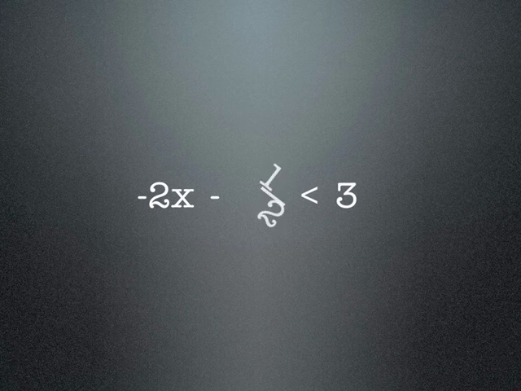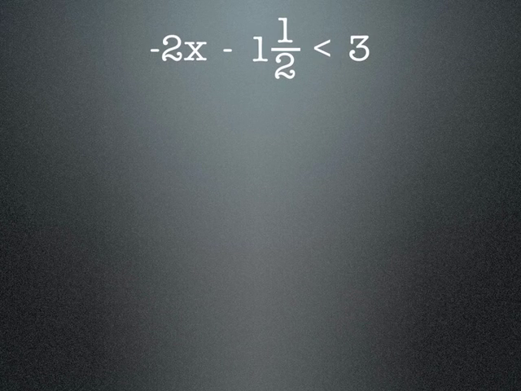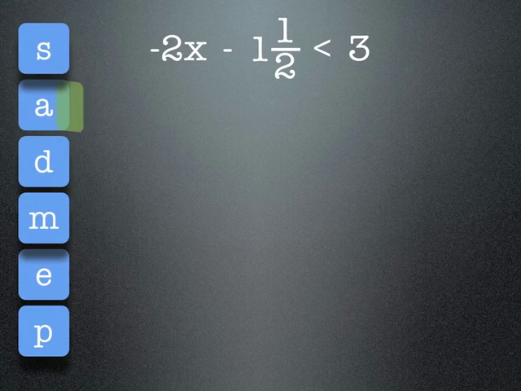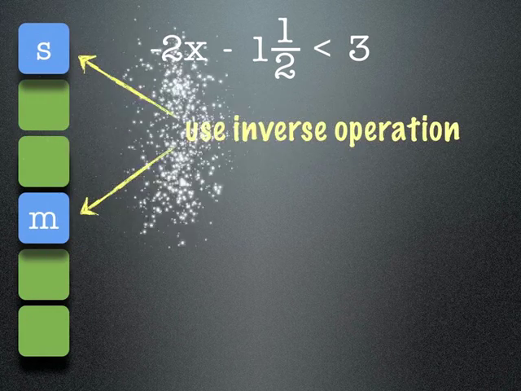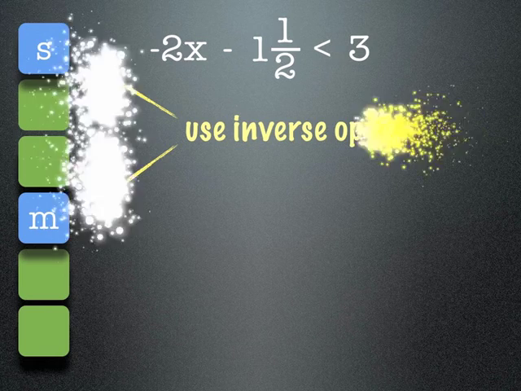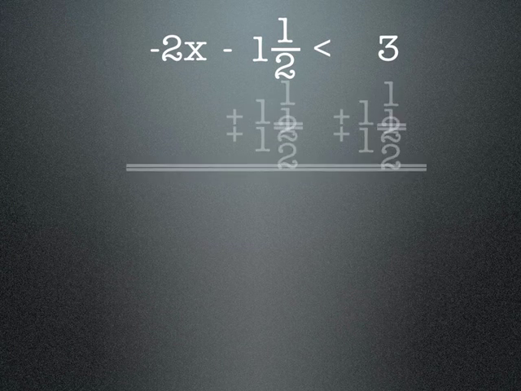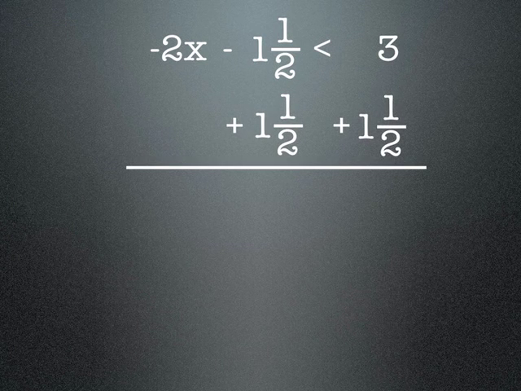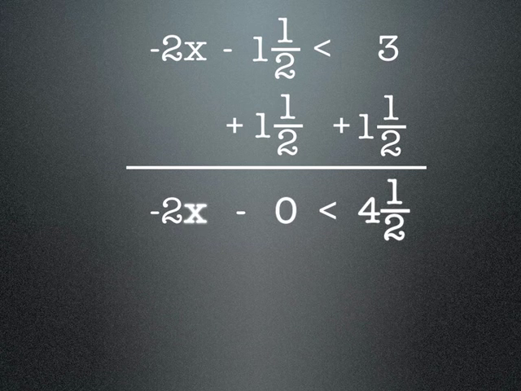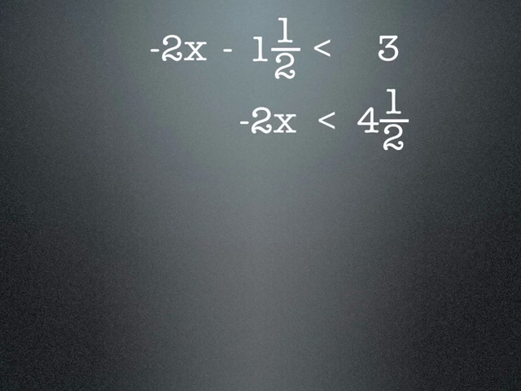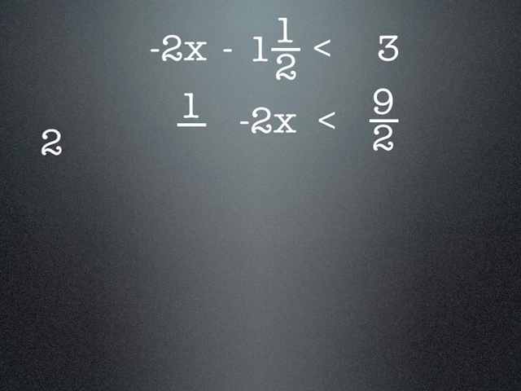Let's get to our final example here. Unlike the other two, where it required only one step to solve it, this one will require 2 steps. So we go through our order of operations in reverse, and we're going to be doing the inverse operation of subtraction and multiplication. First step will require adding 1 1/2 to both sides. After that, we need to divide both sides, or multiply both sides, by the multiplicative inverse of -2, which is -1/2.